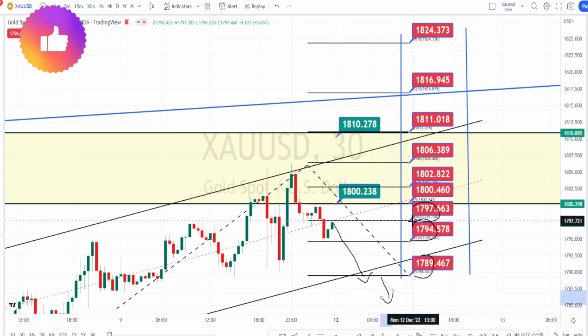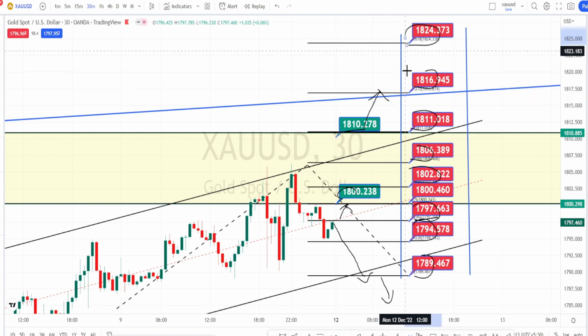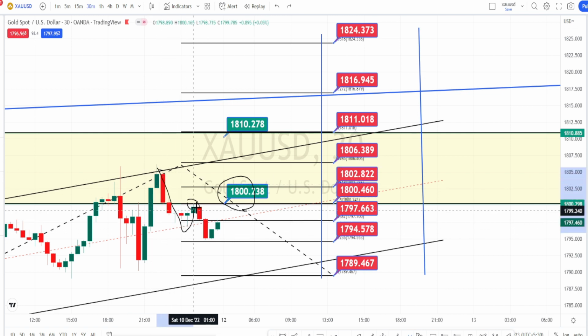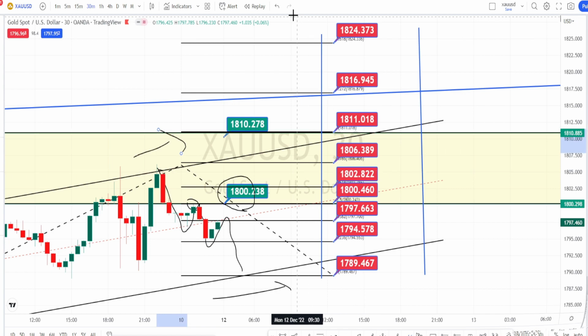And on the bullish side, if the price action breaks the resistance level of 1797, next level of resistance is going to be around 1800, 1802, 1806 and 1810. And if the price action breaks the resistance level of 1810, next level of resistance is going to be around 1816, 1824. We are noticing the current trend to be on a retracement within this bullish channel pattern from the hourly time frame. Let us mark the support and resistance levels for 15 minutes time frame.